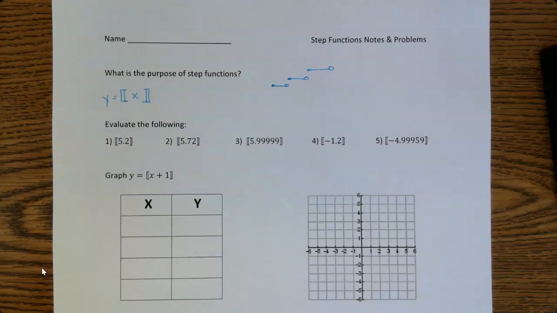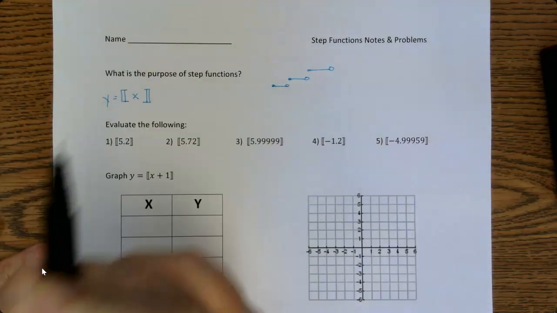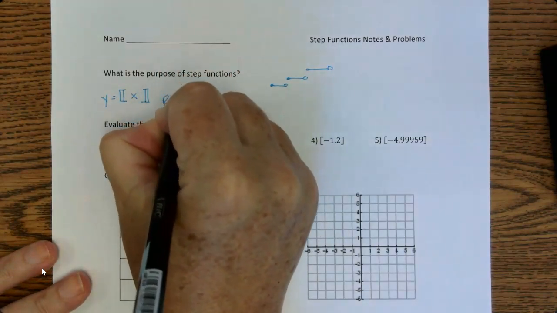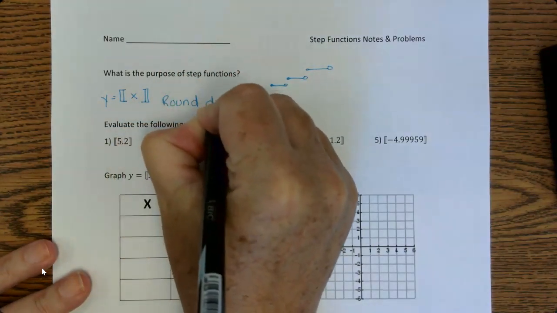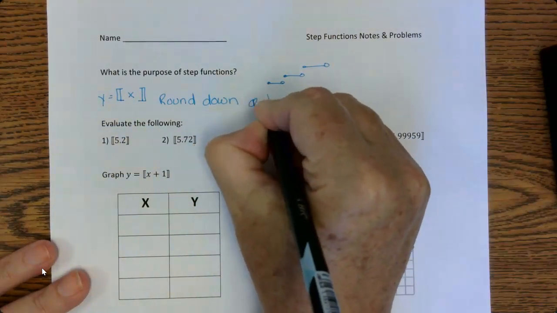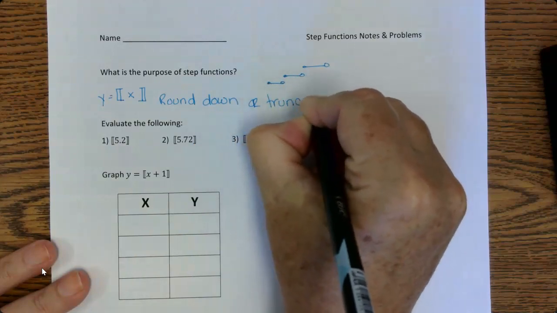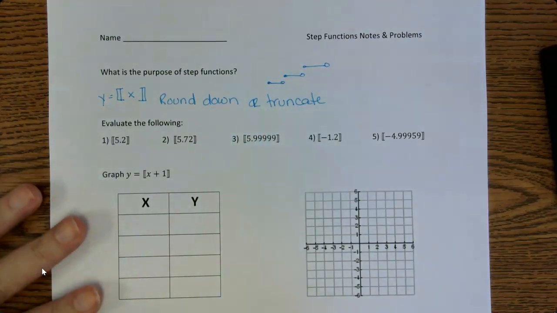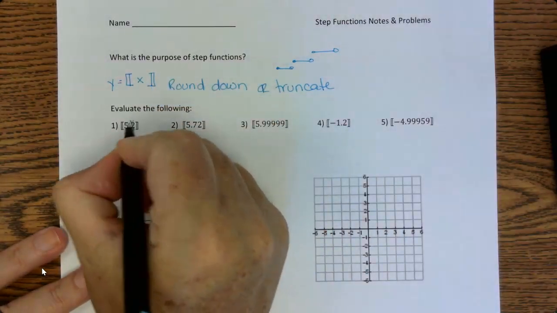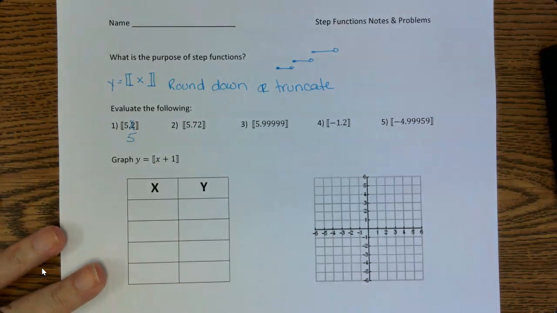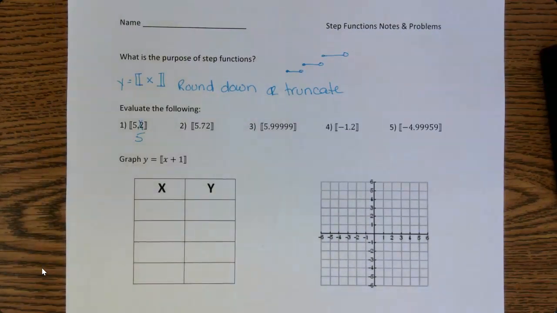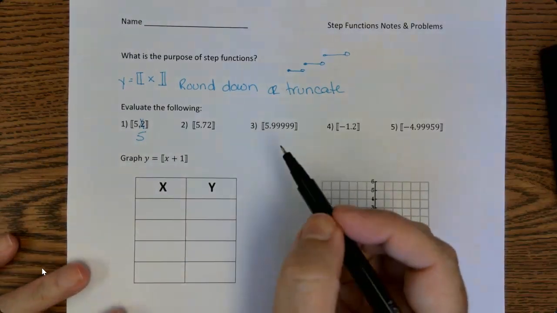Now, what does a step function do, or these little things? What it does is tells us to round down. Another word for it is truncate, which means you literally chop off any decimal. So here's a decimal, you ignore it, and this becomes a 5. Okay. So even though that 2, I wouldn't round up normally, we still round it back down to a 5.